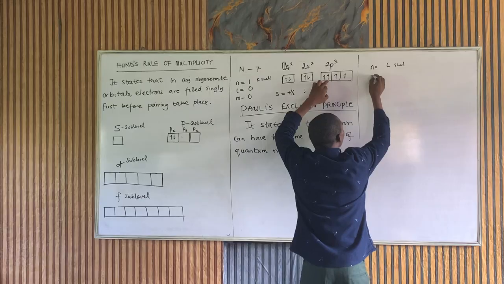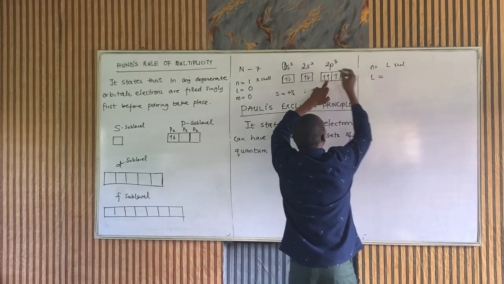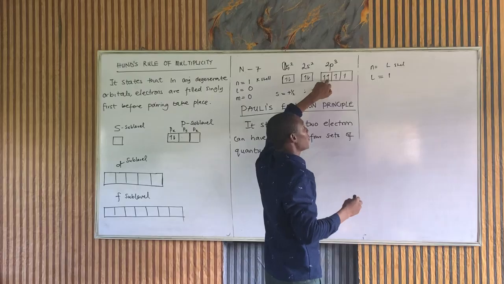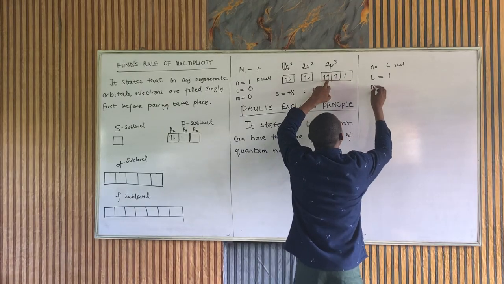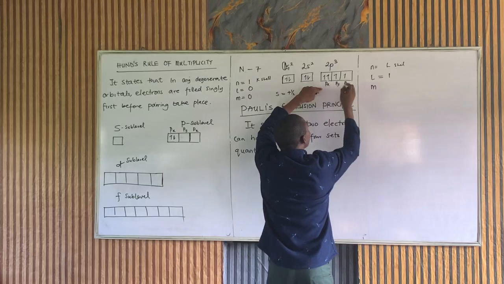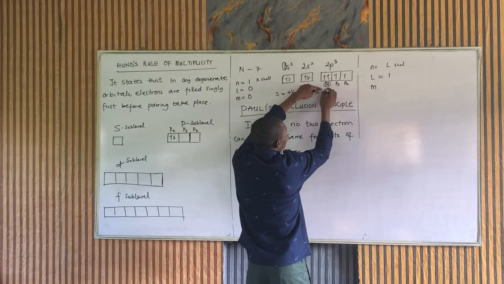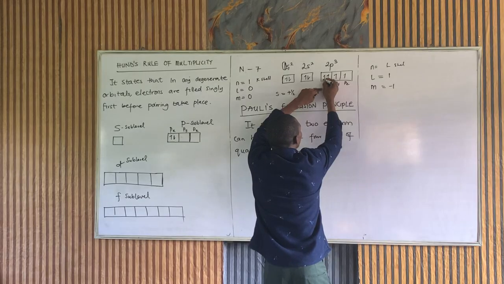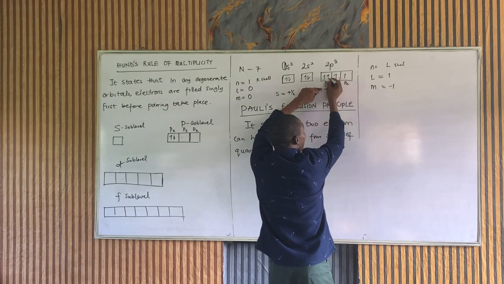And again, if you ask for their L, because they are P, their L will be 1, which is the P sublevel. If you ask for their M, remember I told you that this is PX, PY, and PZ. This PX is represented with -1. So their M is -1. So why is this -1? This is also -1. The 2 electrons here are -1.